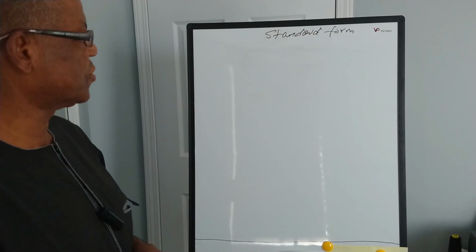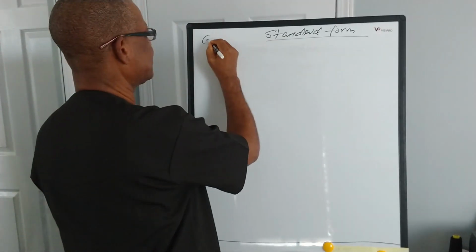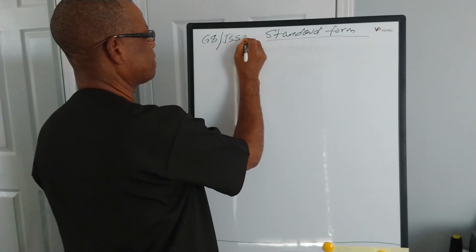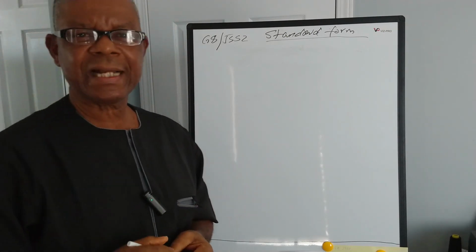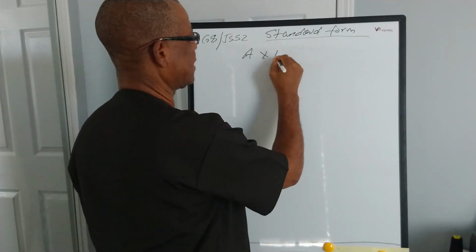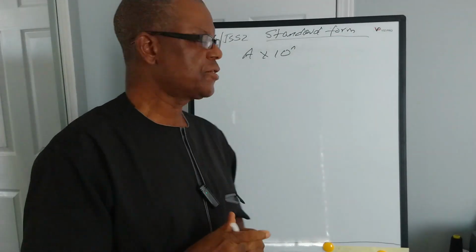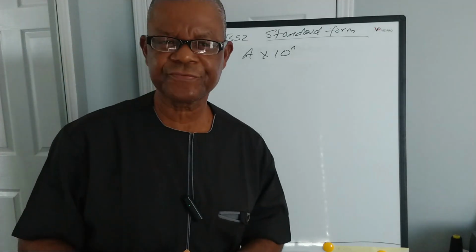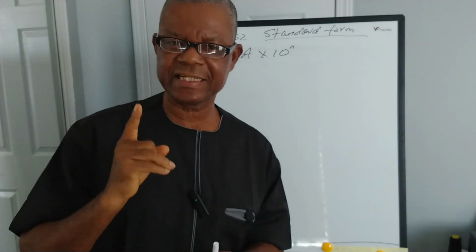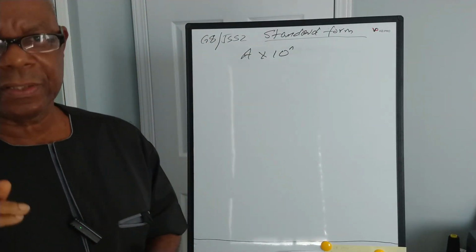So like I said, we are going to treat standard form as it affects grade 8, which is the same as JSS2. Standard form is in the format of A times 10 raised to power n. This A stands for a number with one digit before the decimal point. I said one digit before a decimal point.